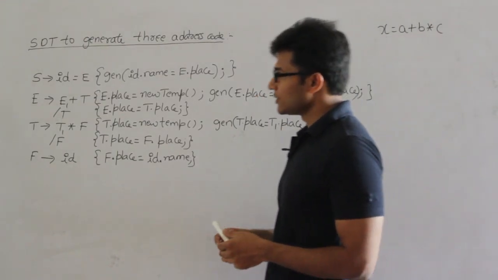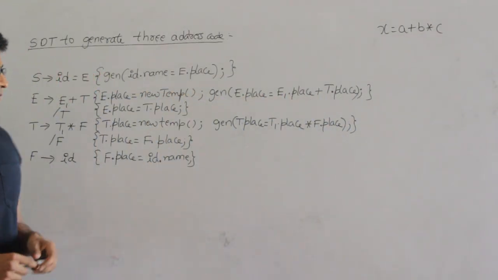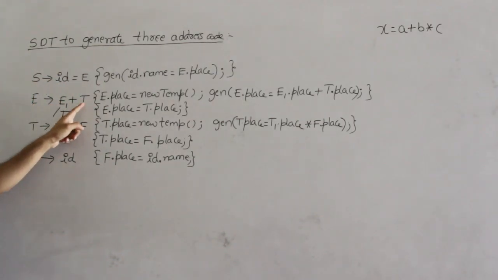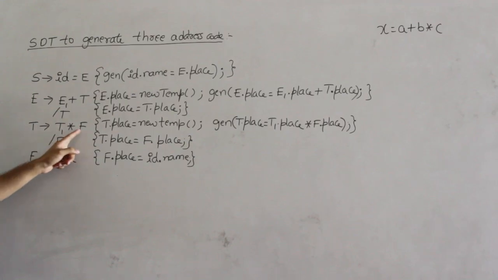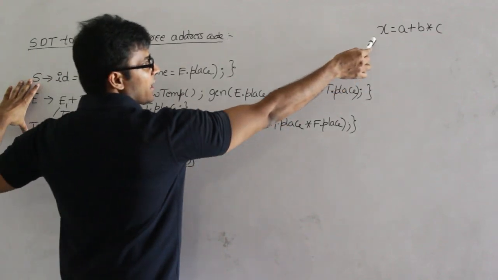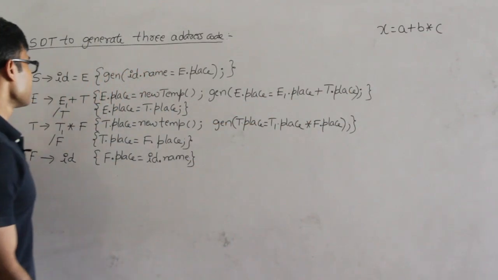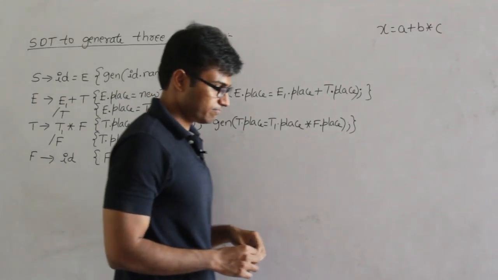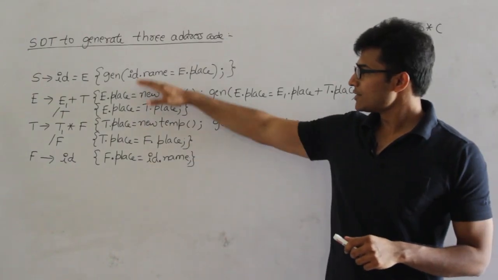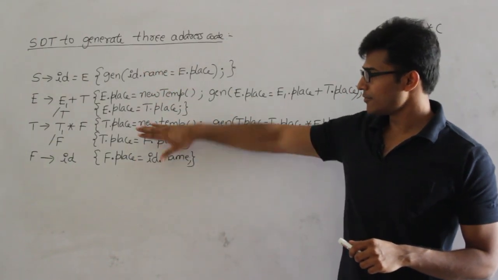If you look at this SDT, we have a few things here. First, the grammar is: a statement can be identifier equal to expression, an expression is expression plus term or term, a term is term into factor or factor, and factor is id. So this is supposed to generate all the statements of the form x equal to a plus b into c, right? And in order to generate it, we are going to use these semantic rules.